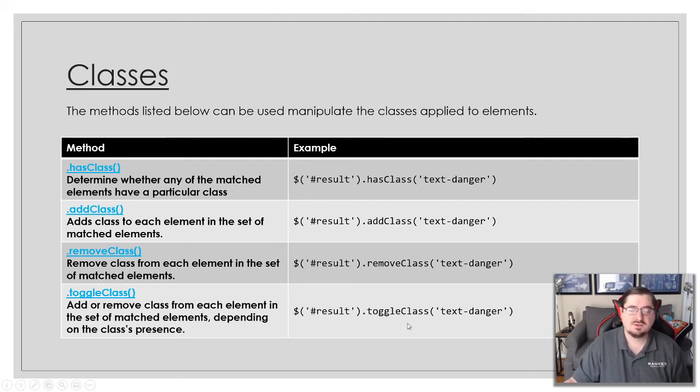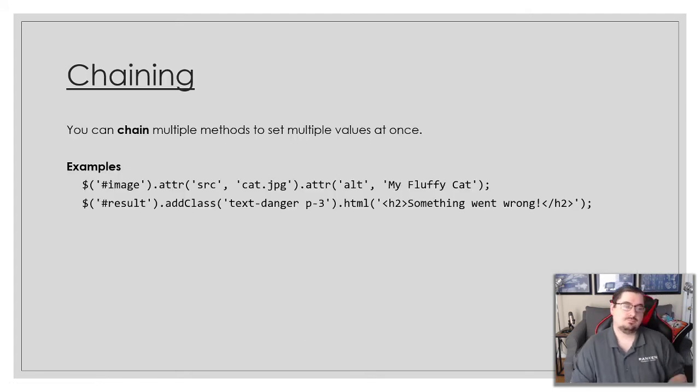So ToggleClass will turn that off and on. ToggleClass says if this class isn't there, if danger is not on that result, well then we'll turn it on, but if it's already there, then we'll turn it off. So that can be helpful for certain things. So you can either add it, remove it, toggle it, or you can check whether or not it has it.